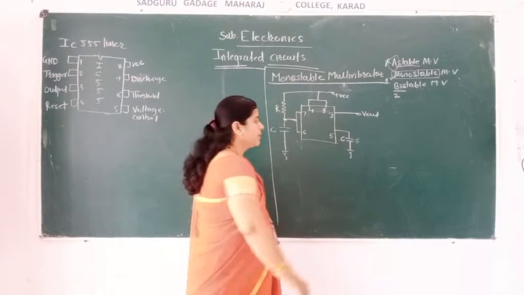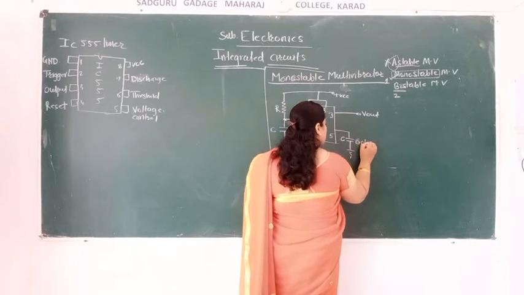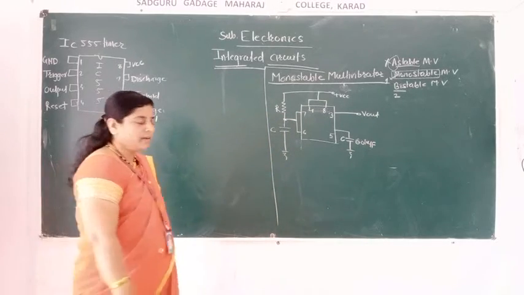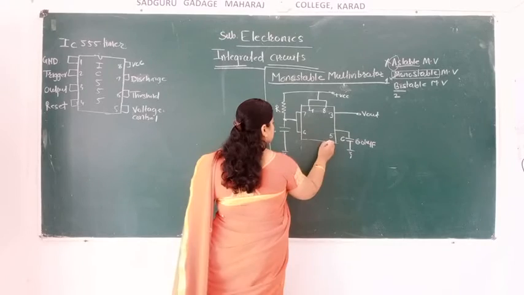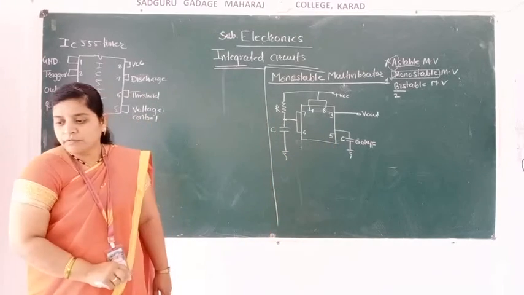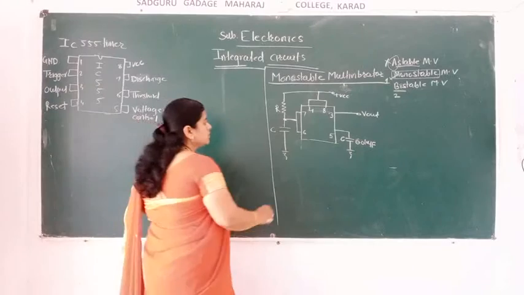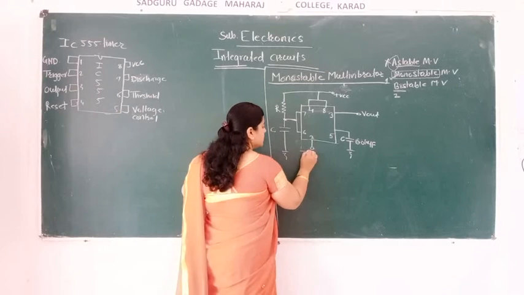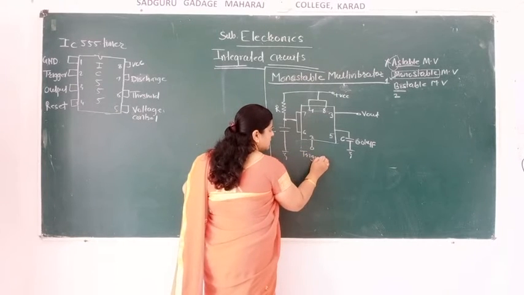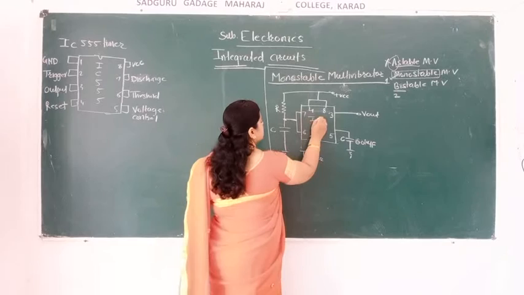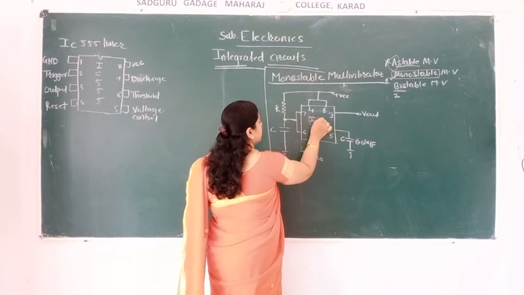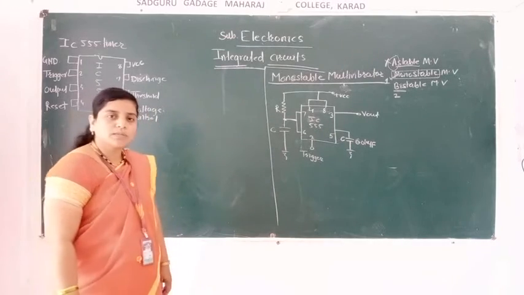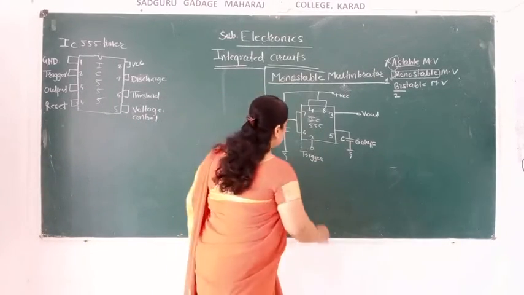This capacitor has a very small value, that is 0.01 microfarad. And this pin number 2 is always used to trigger the circuit. This is the circuit diagram for the monostable multivibrator using IC555. This IC555 is the monostable multivibrator. This is the circuit diagram.